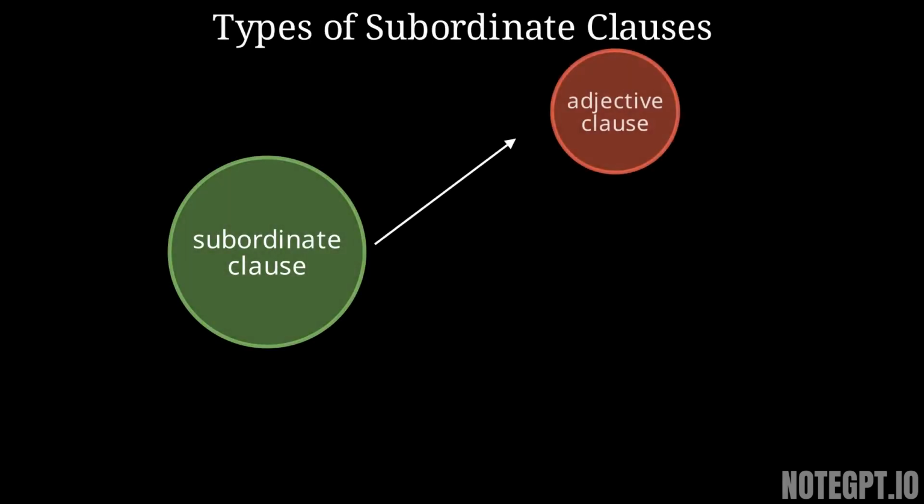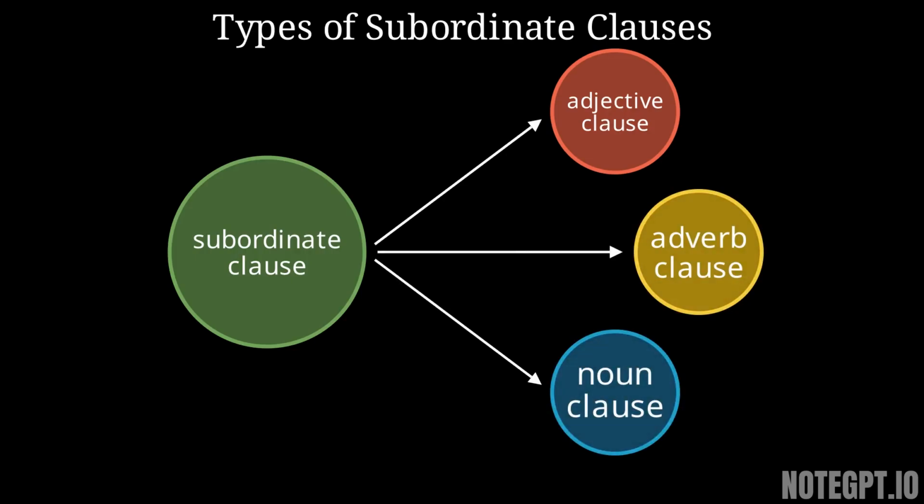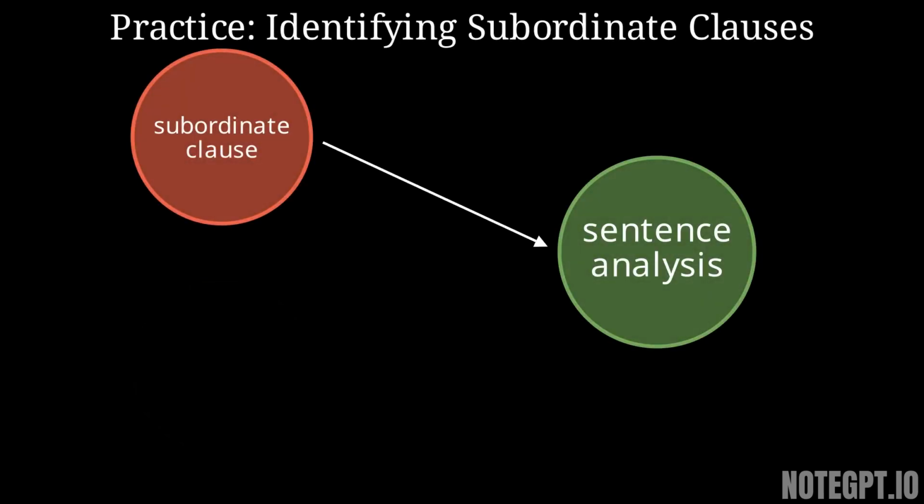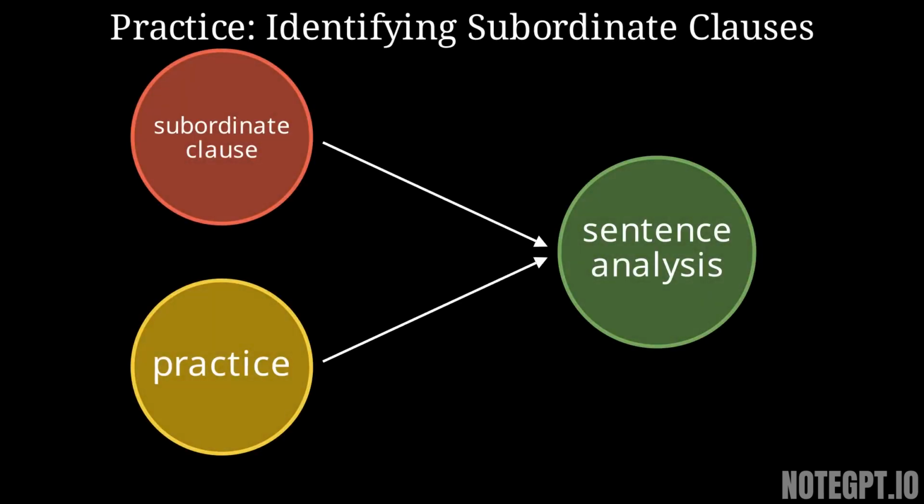There are mainly three types of subordinate clauses in English: adjective clauses, also known as relative clauses, adverb clauses, and noun clauses. Let's practice identifying subordinate clauses in sentences. For example, "As he was not there, I could not speak to him." The subordinate clause is "as he was not there."